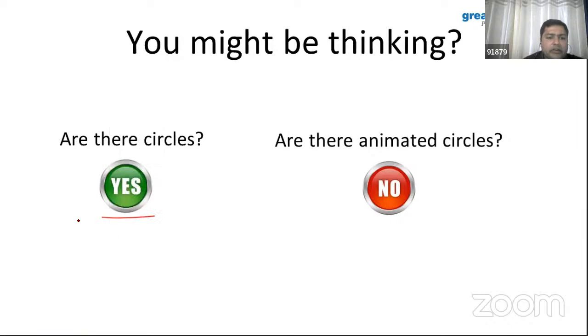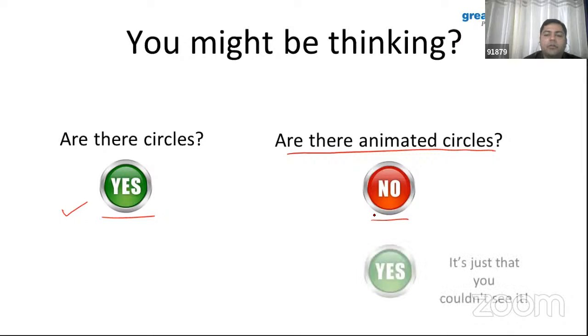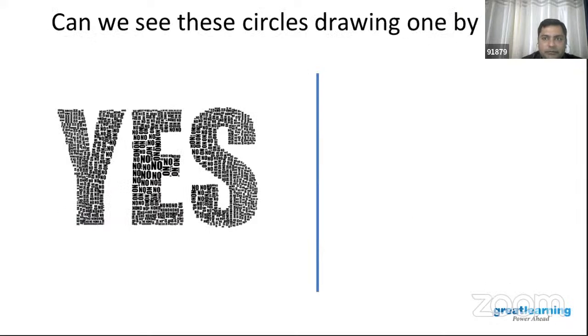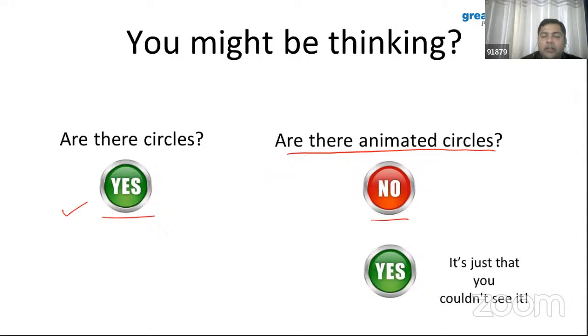Circles were there? Yes, of course, circles were there. But were they animated circles? Obviously no. So why were they not animated? Actually, they were animated, but you were not able to see that animation. Do you really know why? Because you are humans, dear. Now why I'm saying this, you'll get to know in just the next 3 to 4 minutes.